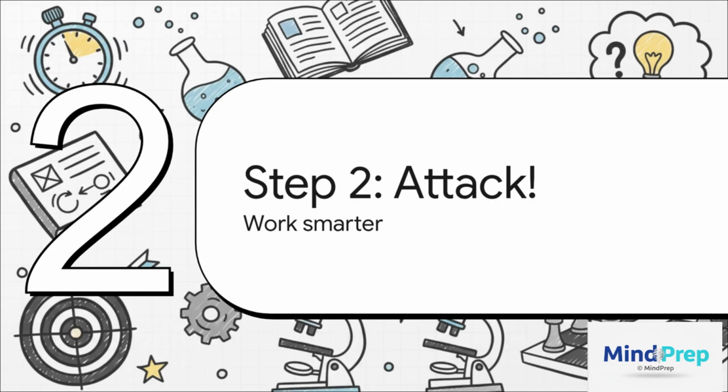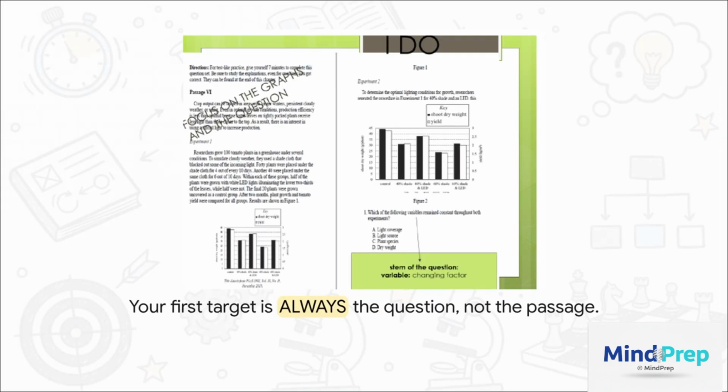All right, now that you've identified your target, it's time for step 2, attack. And this is probably the most important part of the whole strategy. We're going to do this in a way that feels kind of backward at first, but trust me, it's so much faster. Here is the golden rule.